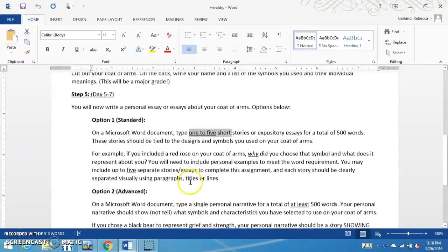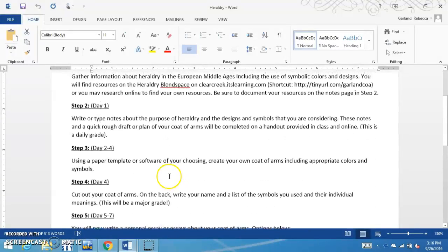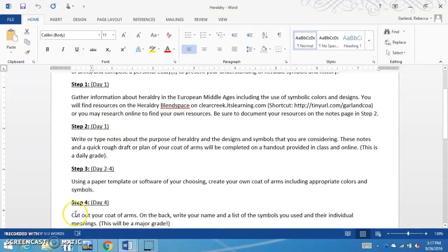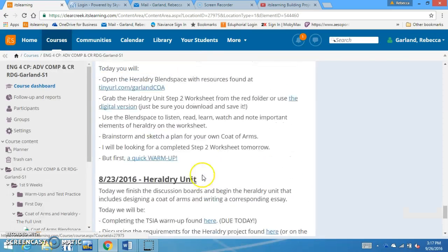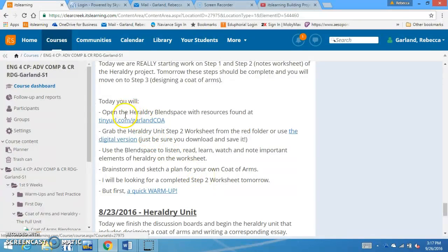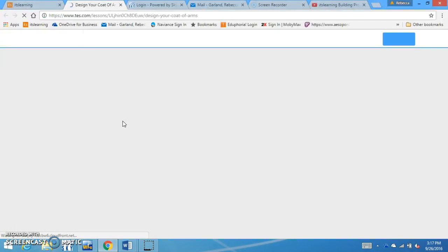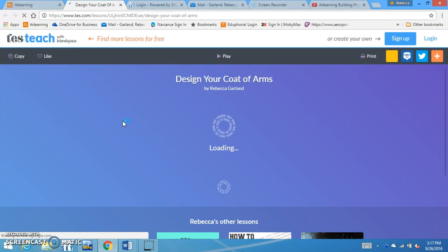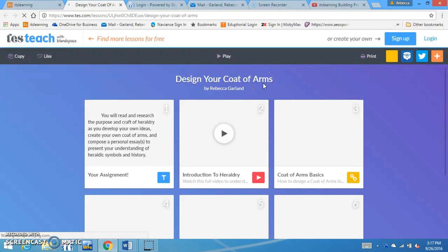So I put this assignment in a folder and I laminated it so they had it in front of them all the time. They also had access to it here through It's Learning. And then back in It's Learning, as they actually started working on it, I had them open the blend space. So this is where some more of the technology comes in. And here is the blend space that is set for just this unit. It's going to take its time loading.